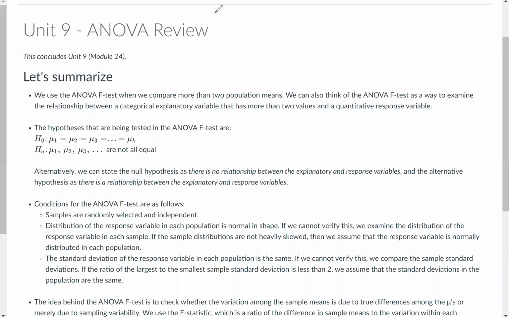Now, as we stated before, this is the only module in Unit 9, ANOVA, because this is all we're going to do as far as ANOVA goes. We're not going to get deeper into it because it's too complicated for this class. So this is the end of Unit 9. We'll summarize everything we've learned in this one module, which is the entirety of this unit.